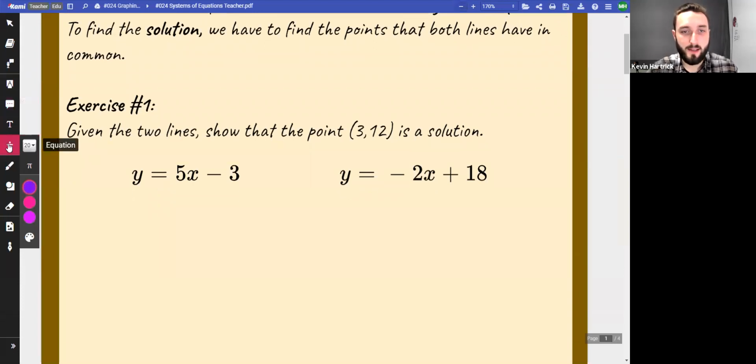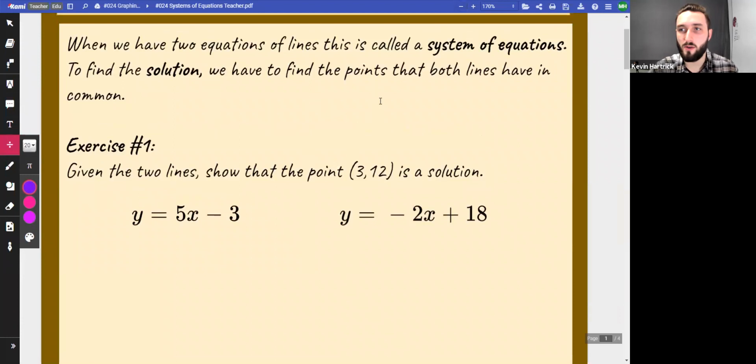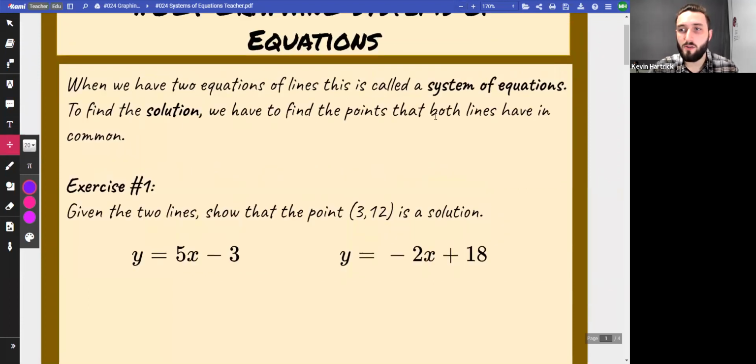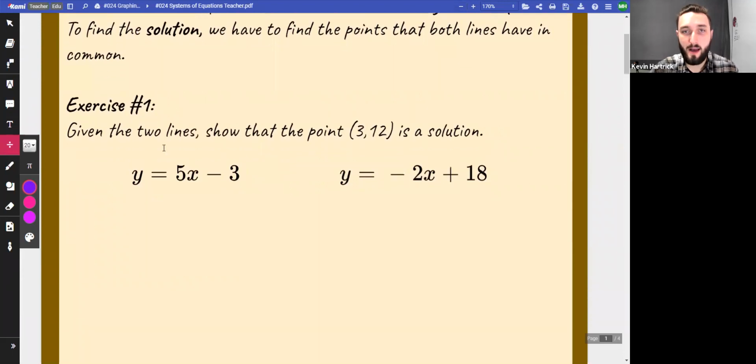First thing we're going to do is substitute. So it says up here to find the solution, we need to find the points that the lines have in common. Now, if it's in common, that means it works for each one algebraically. So what does that mean? It means when I substitute these points in, remember, this is an x value, the first one, and this is a y value. So I should be able to take this x value, put it in for x, take this y value, put it in for y, and the left side should equal the right side, okay?